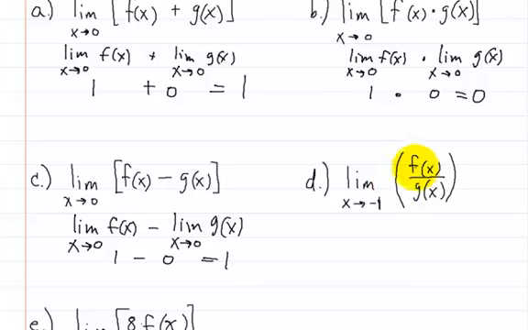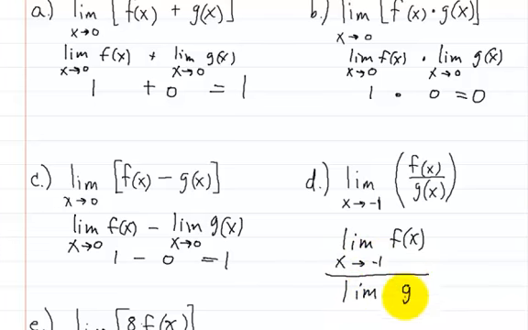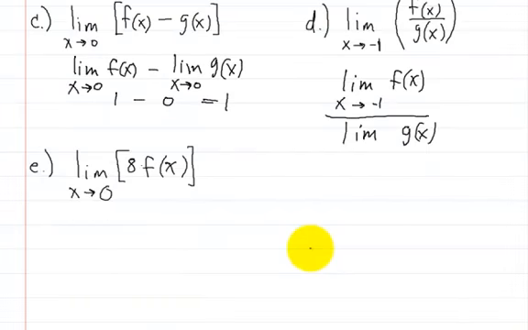Now let's use the division rule. Here the limit of f of x divided by g of x as x approaches negative 1. We're going to split this up. We're going to say the limit of f of x as x approaches negative 1 divided by the limit of g of x as x approaches negative 1.